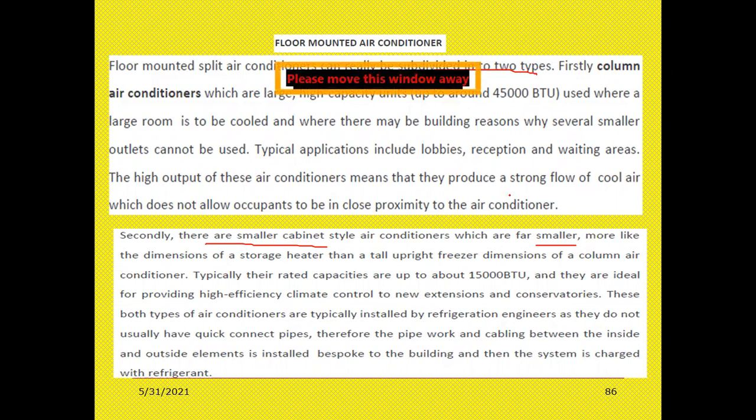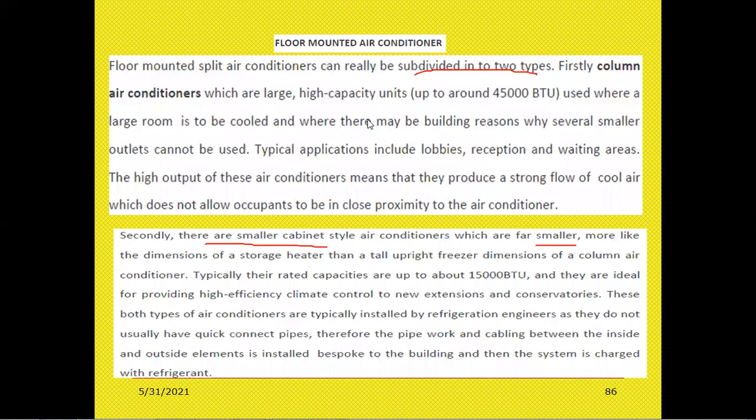So if we see here, the floor mounted type is divided into two types, two categories. One is column air condition.